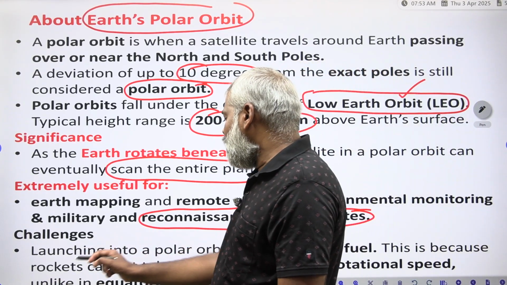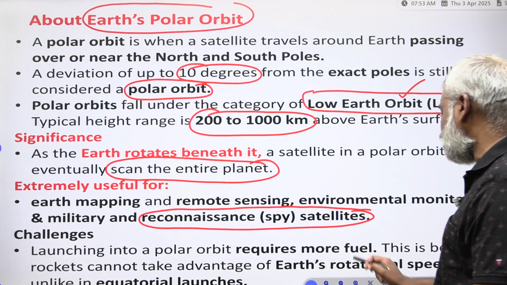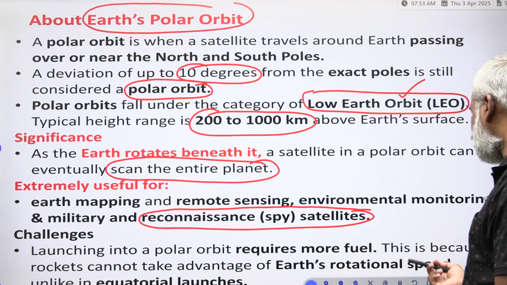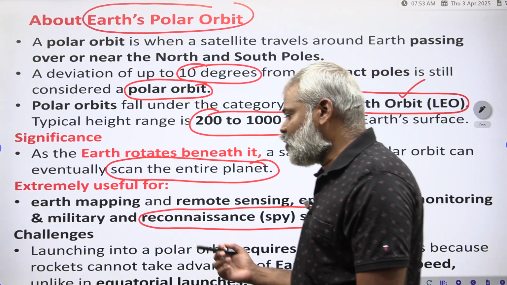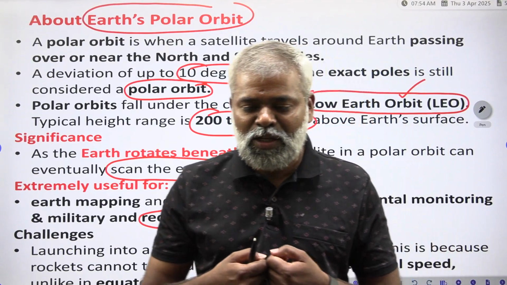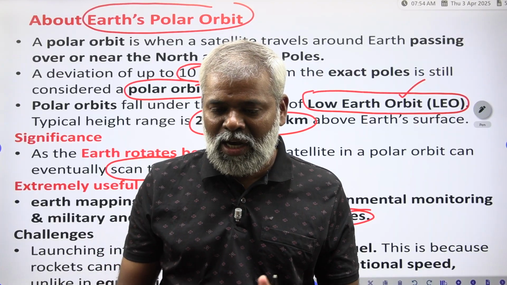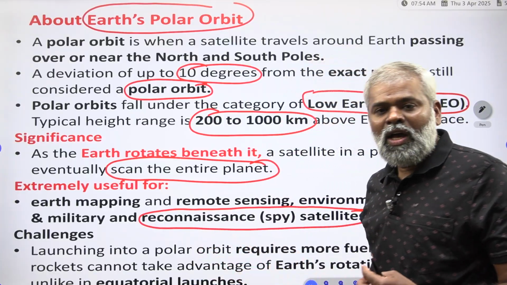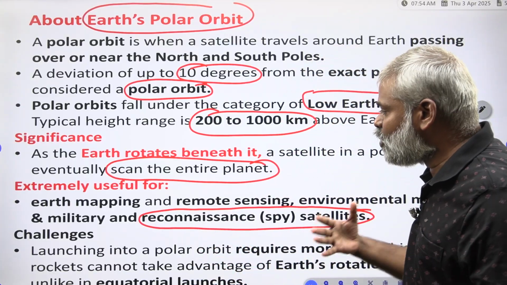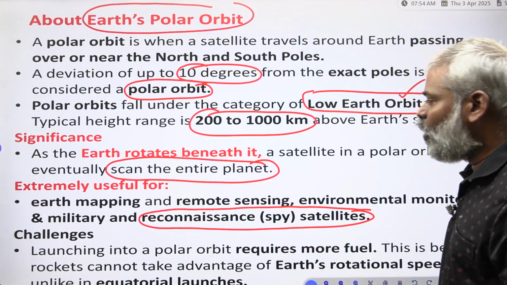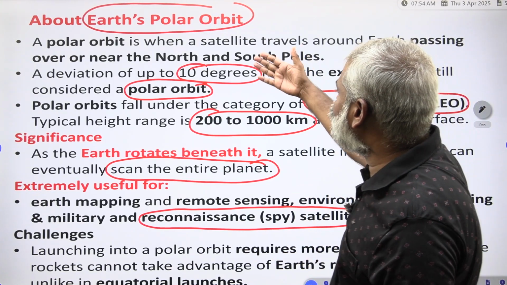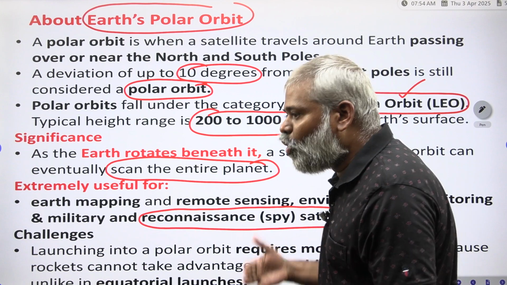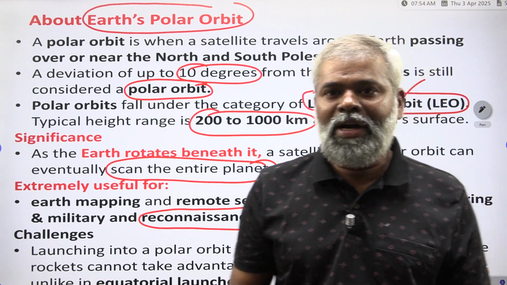What are the challenges? Launching into a polar orbit requires more fuel. This is because rockets cannot take advantage of Earth's rotational speed, unlike equatorial launches. The equatorial line can boost the rocket to go up, but that phenomenon cannot be used here. That is also one challenge. But we need to send the satellite rocket to this polar orbit, so we need more fuel. This is another important challenge.